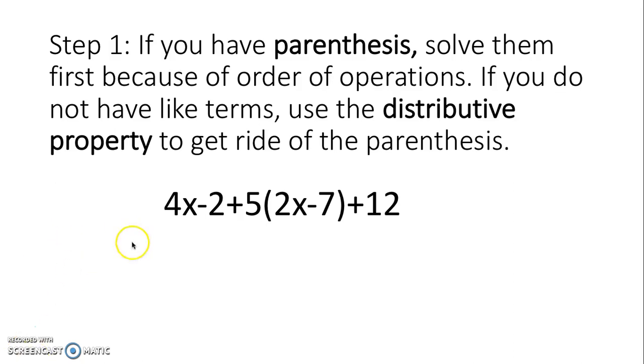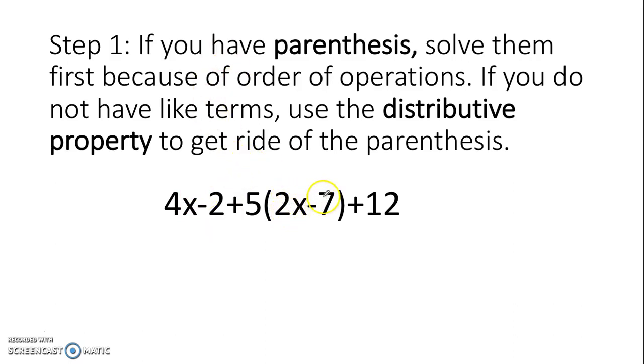Alright, so let's take a look at this expression in particular. So please write this one down. 4x minus 2 plus 5 times (2x minus 7) plus 12. So that's pretty overwhelming. So we want to simplify this to make it a little bit more manageable, and then if we do need to solve it later, it's going to be a lot easier and faster in the long run. Alright, so first of all, let's look at our parentheses.